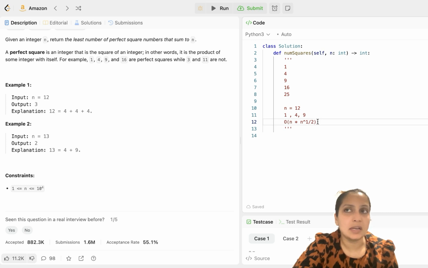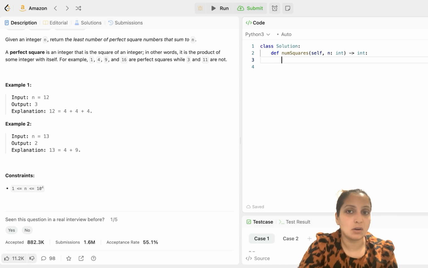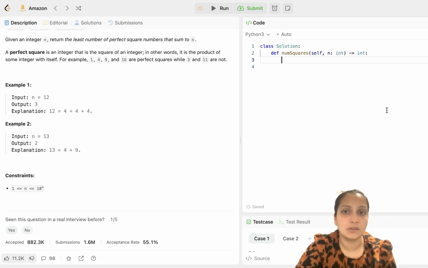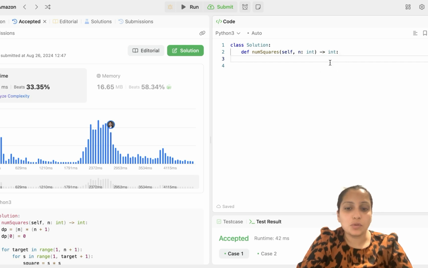And you're not using any additional space except for your DP array, so your space complexity would again be O of n. So let's start coding this question. That way it would be much clearer what we are trying to do and how we are trying to solve it. So what could be the basic solution for my problem?